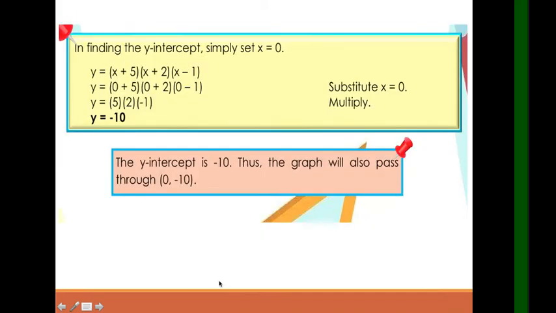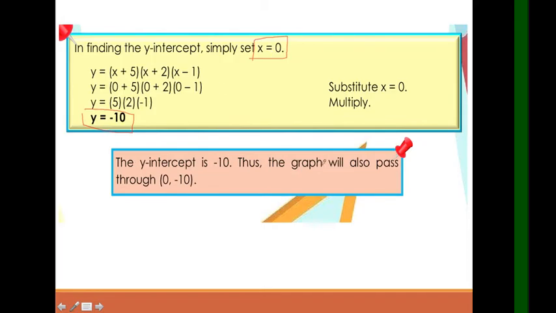No? Okay, now, in finding the y-intercept, we simply set x equals 0. So, kung gagawin natin 0 naman ngayon si x, so that will become y equals 0 plus 5, and 0 plus 2, and 0 minus 1. And that is 5 times 2 is 10, times 1 is negative 10. Therefore, the y-intercept is negative 10, wherein x is equal to 0. So the point now is, syempre mauna yung si x, 0 and negative 10. So the y-intercept is negative 10.